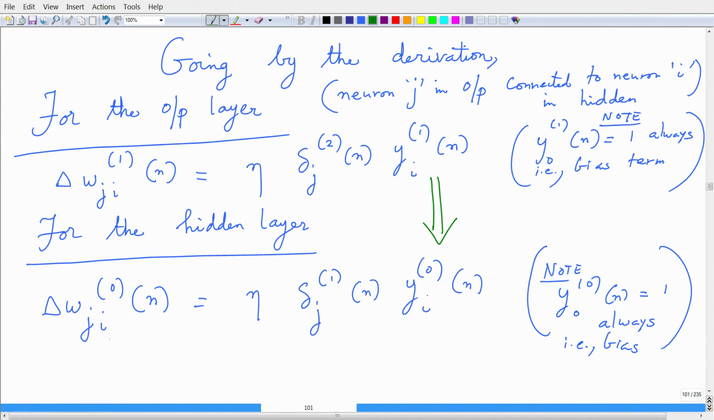So, delta wji of 0, that is for the weights connecting the input to the hidden layer, is given by eta times the local gradient at neuron j in the hidden layer times the function signal at node i. But if you recall, what is our yi0 of n? This is basically xi, our inputs. So, therefore, we can do this computation straightforwardly.